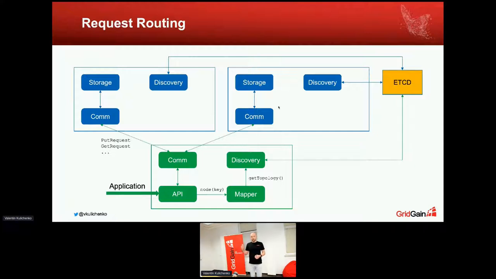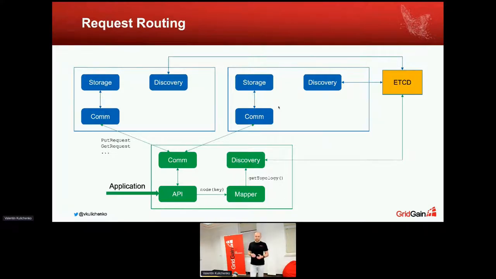And remember, discovery always knows about the nodes which are currently in the cluster. So it will give essentially the list of currently running nodes. The mapper will take the key that comes from the API, take the information from discovery, do some magic there, which I will talk about in a second, and return back the information about the node where this key is stored, like the address or maybe the ID of this node or some other information which we might need.